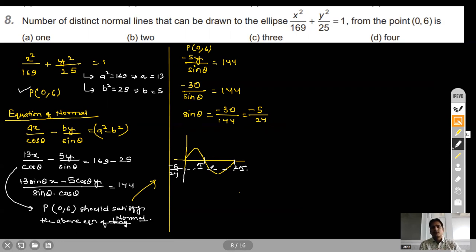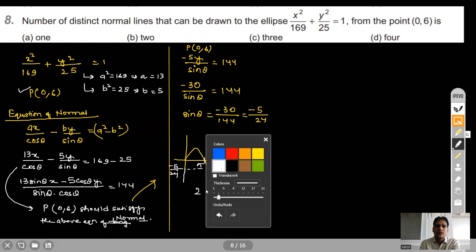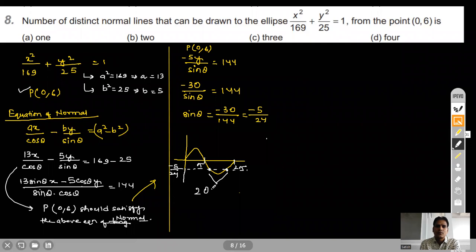If you observe between 0 to 2 pi, we have two values, means two thetas. We can have two thetas here. So two thetas are possible, means two angles are possible. What does it mean? We can have two normals here, because you put the value of theta in this equation and we will have the normal. Since we have two thetas, we can have two normals.